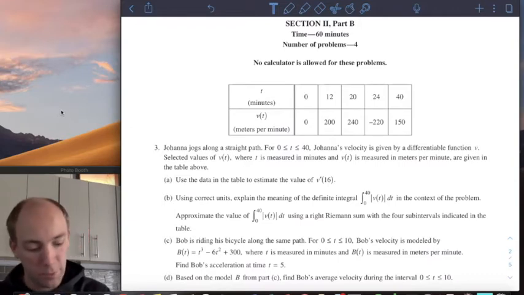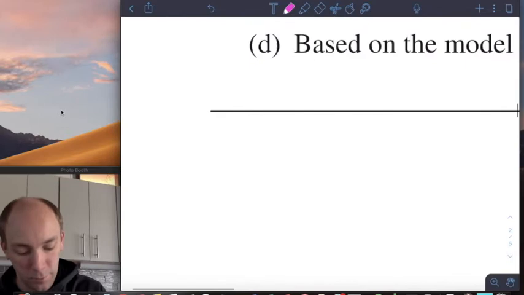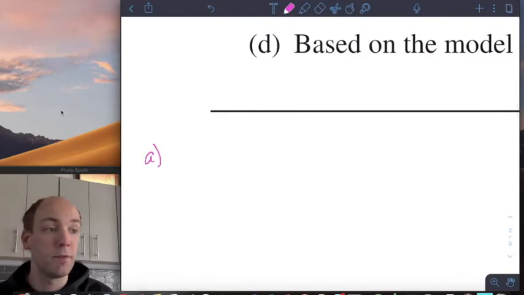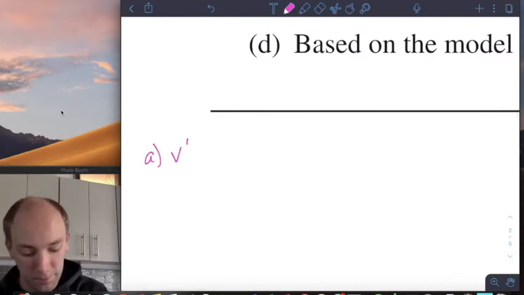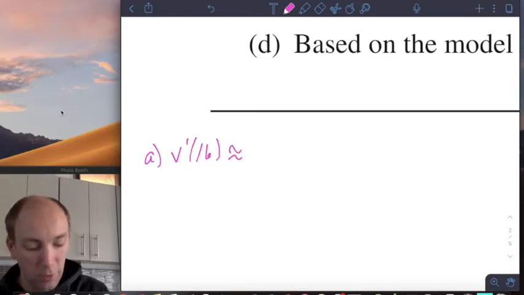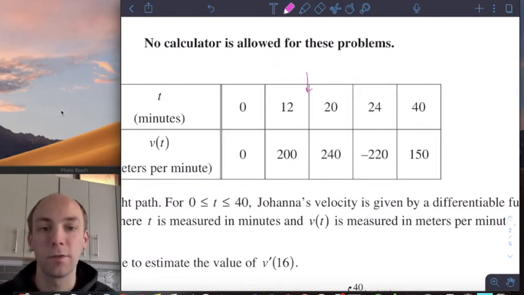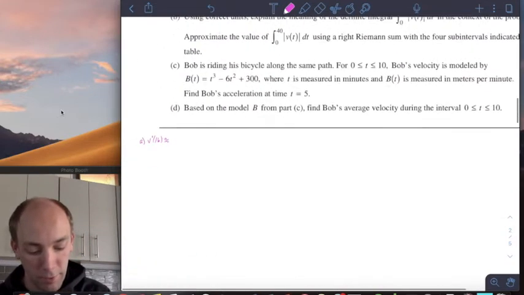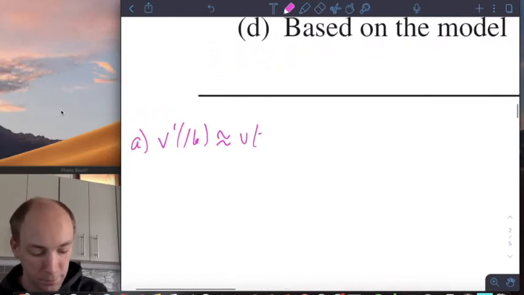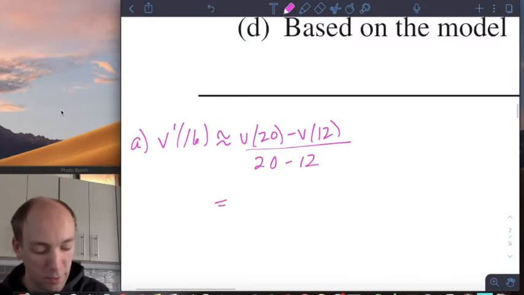Okay, so for part A, to estimate v prime of 16, we need to locate 16 on the table. 16 is between 12 and 20. So what we're going to do is find the slope between those two values. We'll take v of 20 minus v of 12 over 20 minus 12. 20 minus 12 is 8.